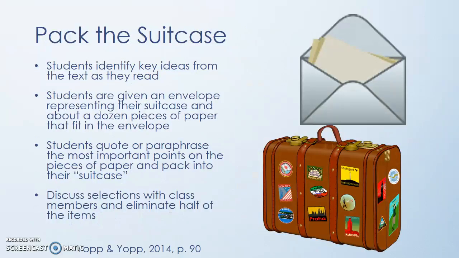The next activity is Pack the Suitcase, where students identify key ideas from the text as they read, and then they pack their suitcase, which is an envelope, with about a dozen pieces of paper. Their quotes or paraphrases are going to be the most important points of their text, and then they're going to have to meet with other classmates and discuss their selections, and in the end will eliminate about half. So this is really an activity that forces them to determine the most important information from a text.